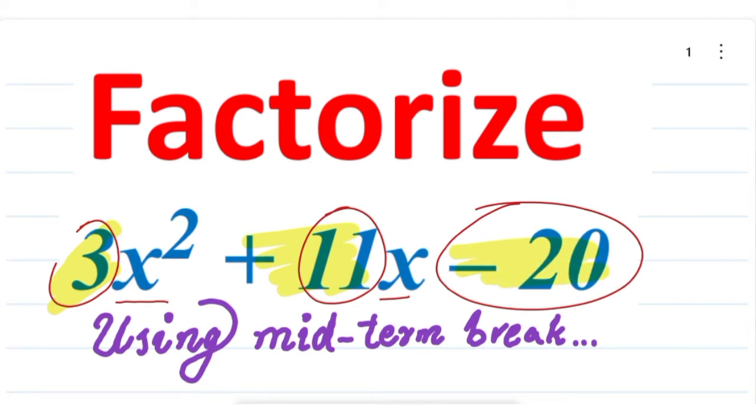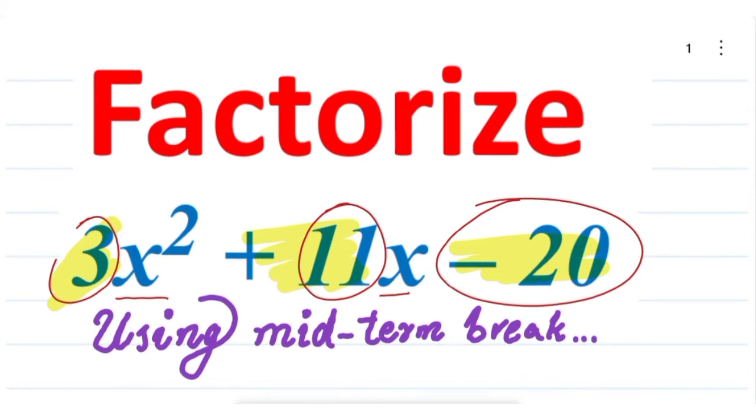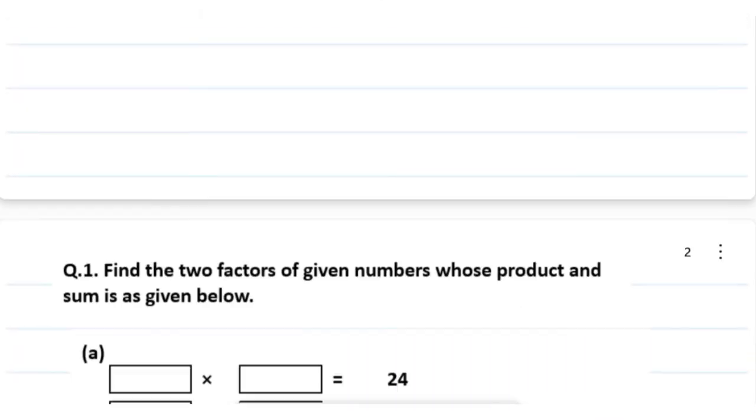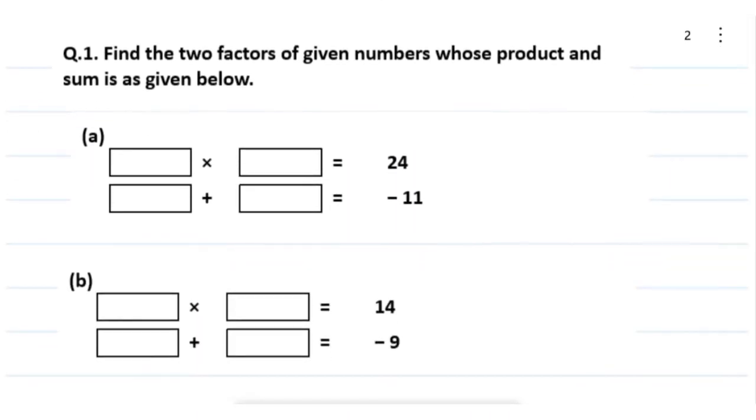Before going to the middle term break, we'll be going for one of the activities which will help us to factorize using the middle term break. For this video, question number 1: we have to find two factors whose product is 24, but if we add these two factors, we get -11. So what two numbers are there whose product is 24 and sum is -11?